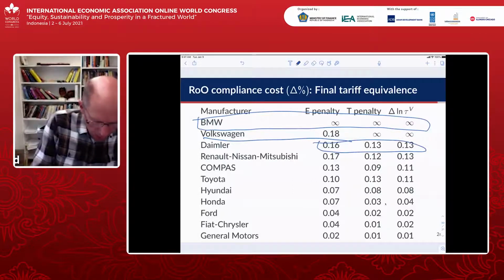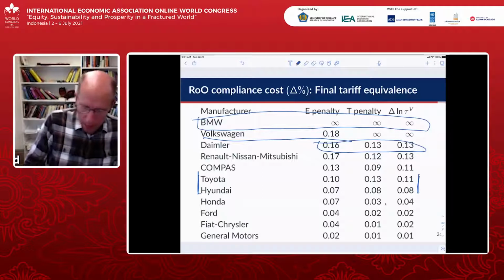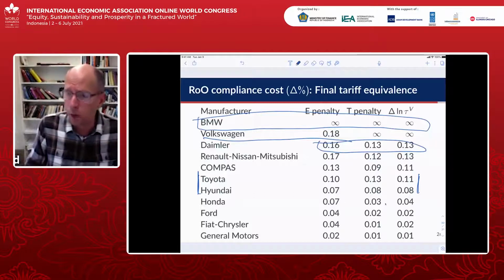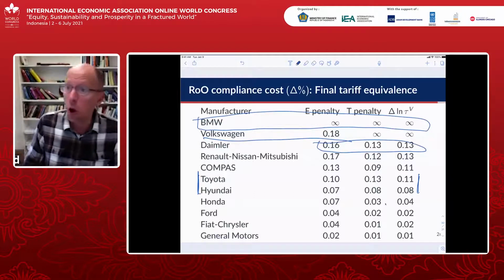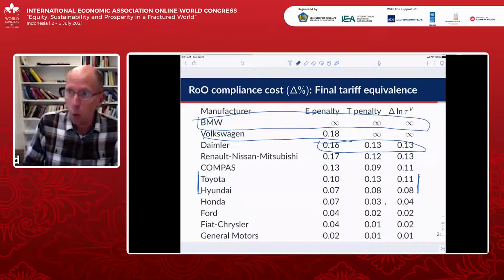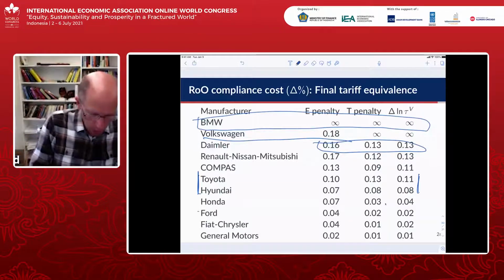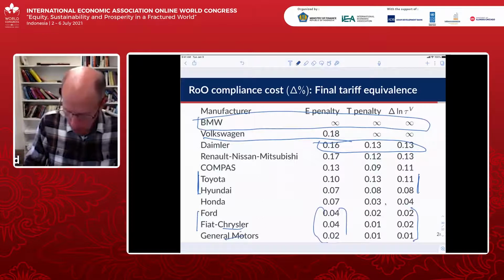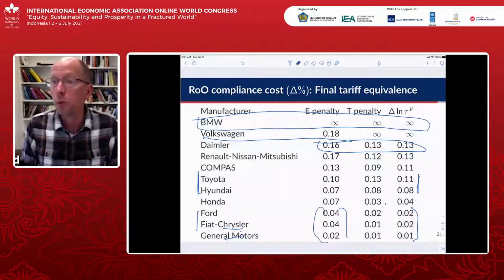Whereas the Japanese, which we mentioned, sort of this middle type, have cost penalties that are all finite, but pretty significant, in the area of 10% implied cost penalties, which is larger than the MFN tariffs, right? So they're going to be in a position where they're moving into non-compliance. Whereas for Ford, Chrysler, and General Motors, the penalties are very low, and the overall cost penalty is below the 2.5% duty, so they're likely to continue to comply.